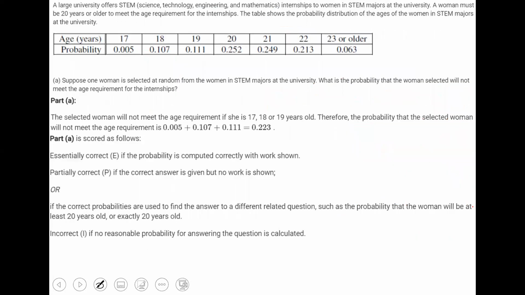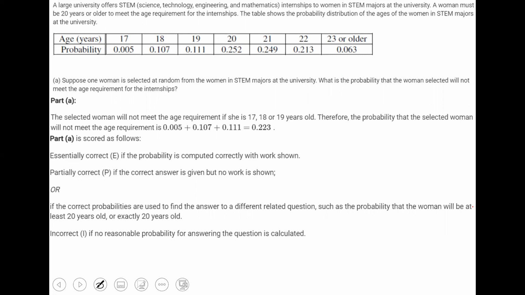I think this is the 17th of May, the weekly FRQ. A large university offers STEM, which is science, technology, engineering, and mathematics, a huge field. They give you lots of scholarships and internships to women in STEM majors at this university. A woman must be 20 years or older to meet the age requirement for the internship. The table shows the probability distribution of the ages of the women in STEM majors at the university. Okay, so again, this is a discrete variable.